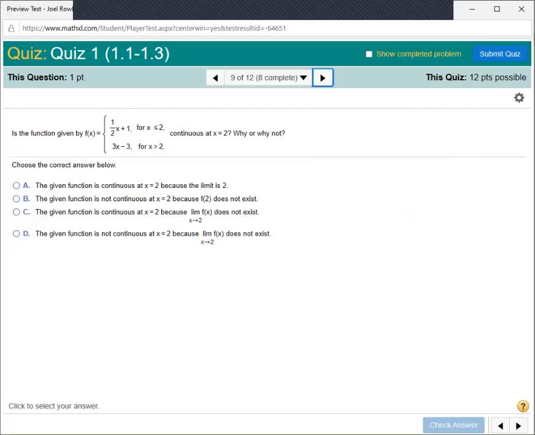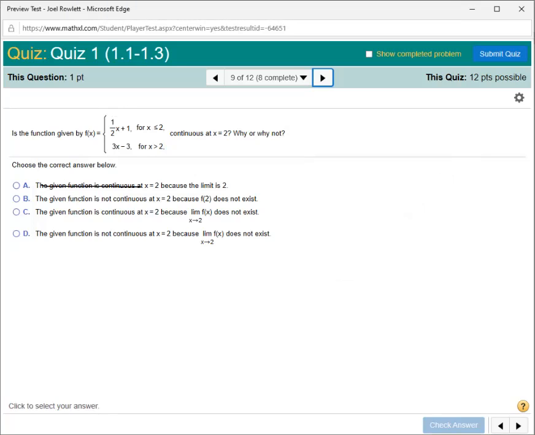So let's look at our options. The given function is continuous. It can't be this one. The given function is continuous for C. It can't be that one. So let's look at options B and D.